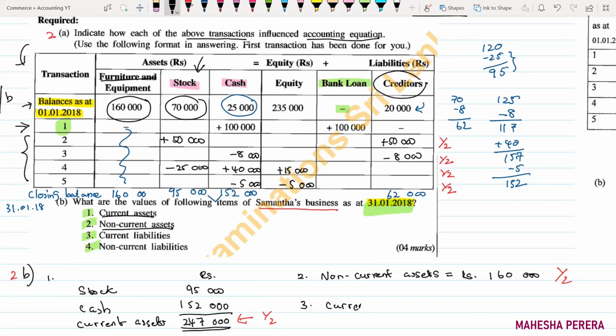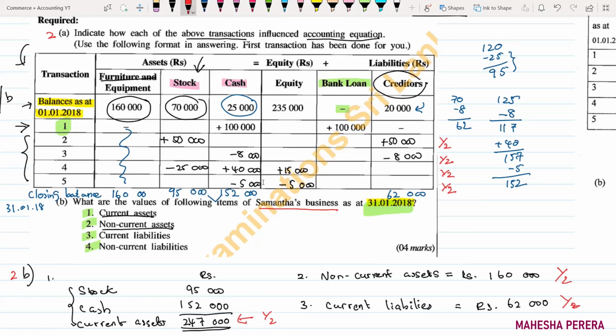Current liabilities. So if you have two current liabilities, show the answer in detail like this. But you have only one current liability, so you just put the final answer, I mean the closing balance of creditors, right? 62,000 rupees and half a mark. Again a half mark. Okay.